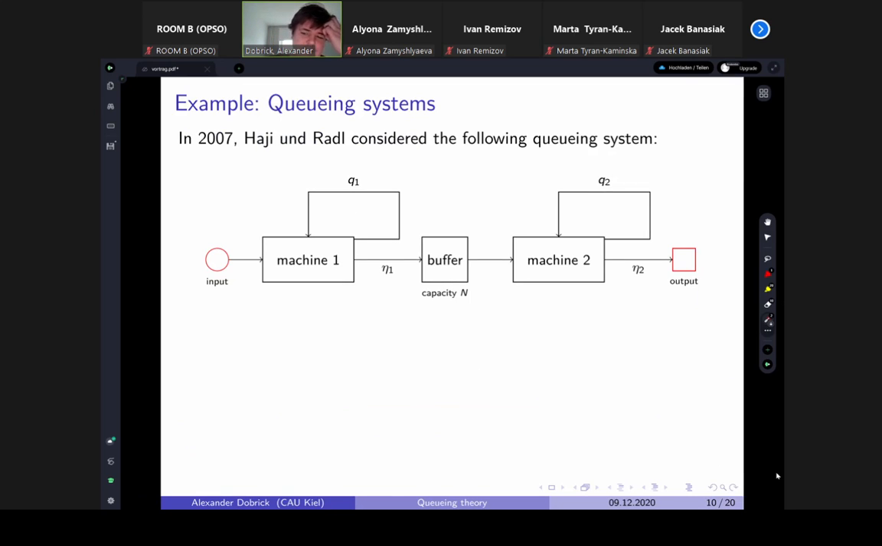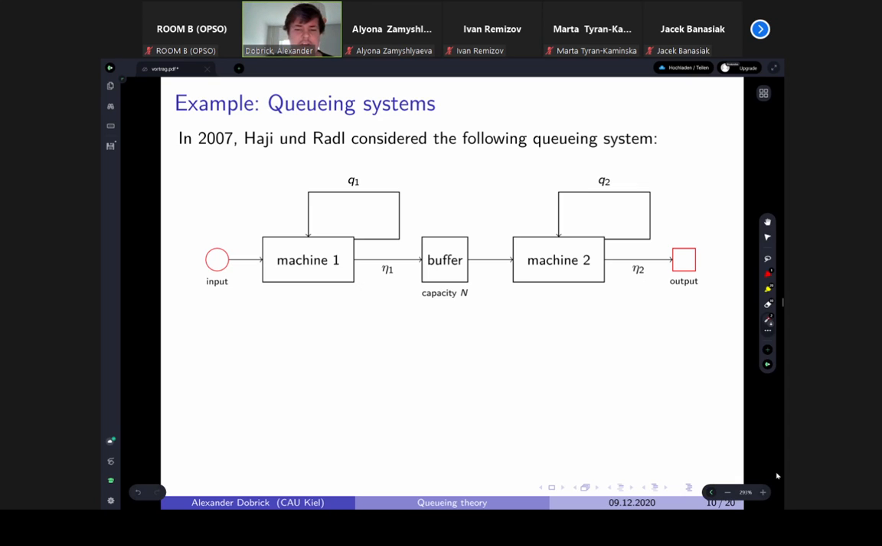Okay, now I already said my main goal was to apply that generator theorem to queuing systems. So I just took one very basic queuing system from the literature, from Haji and Radl. They considered in 2007 the following queuing system. So basically the idea is you have two machines with a buffer, and you get some kind of input, maybe some kind of metal or anything that machine one can work with. And with probability eta 1, it goes to the buffer. And with a probability of Q1, it goes back into the same machine to get reworked.